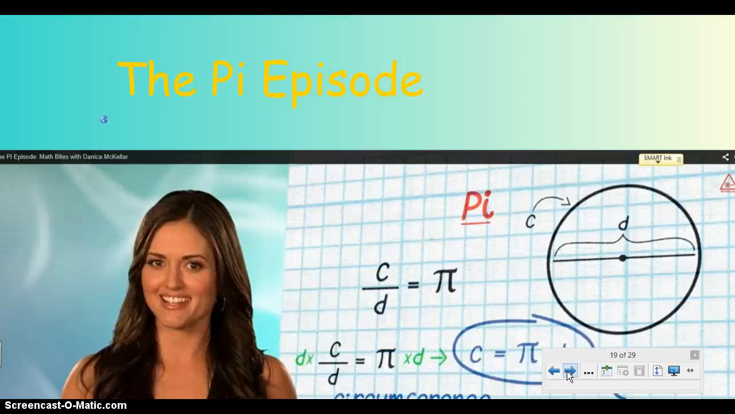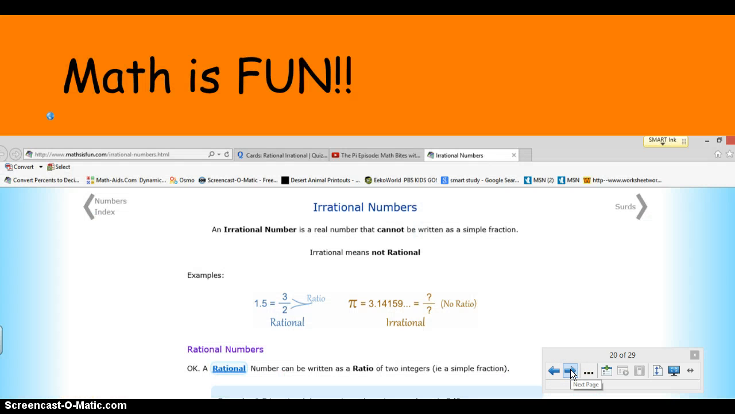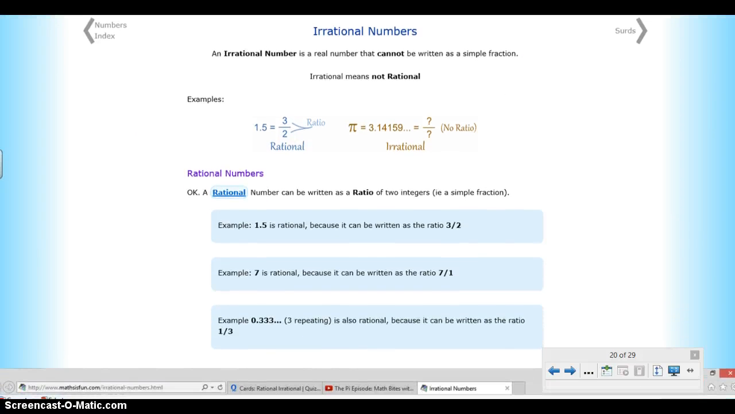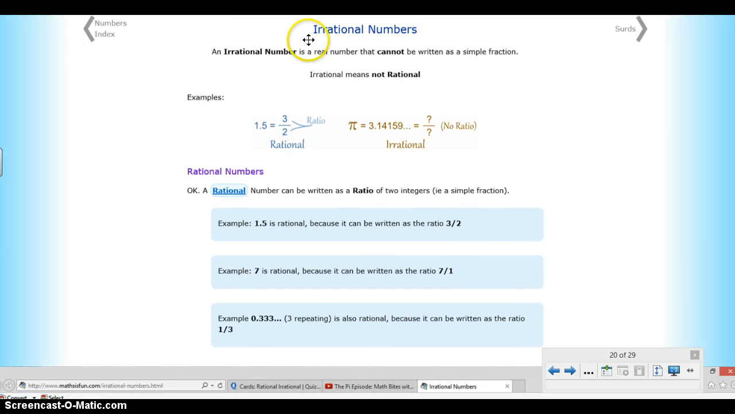This is a handy-dandy look at pi, which is one of the irrational numbers. Anytime you see the little icons embedded within the Smart Exchange lesson, you can click there and it will take you directly to the video. Another website was used for students to do a tutorial on irrational numbers and rational numbers.